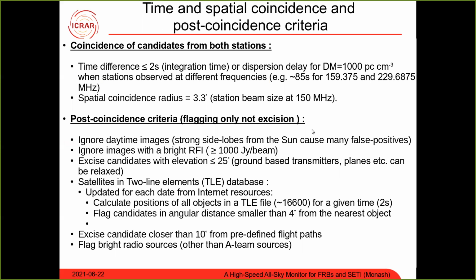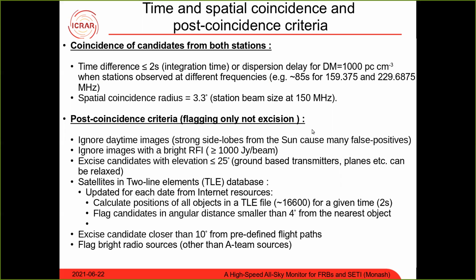Now, once we have the list of candidates from both stations, I required spatial and time coincidence of these candidates. So if the stations observe at the same frequency, the time window would be the same as the integration time, 2 seconds. If they observe at different frequencies, it would be a time window corresponding to the dispersion delay of an object at DM of 1000 parsecs per centimeter cubed, which corresponds to about 85 seconds for 160 and 230 megahertz. The spatial coincidence radius was about 3.3 degrees, which is the station beam size at 130 megahertz.